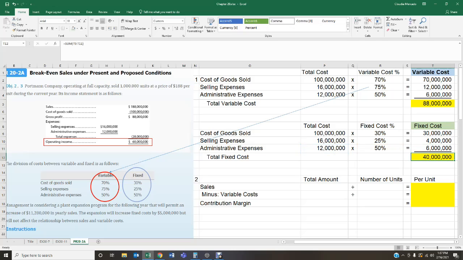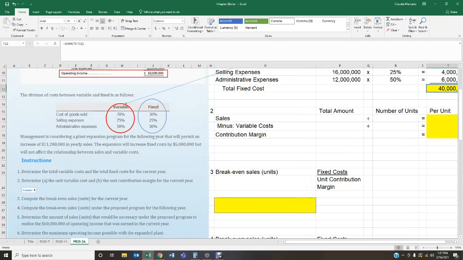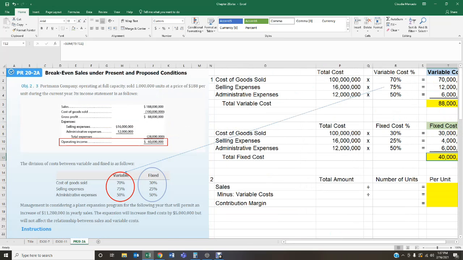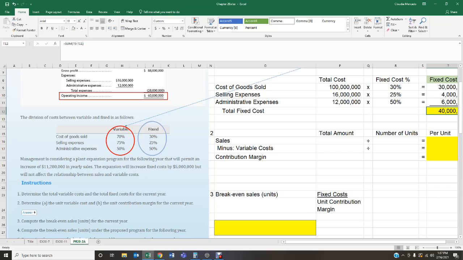Okay, so now we know that our variable cost is 88 million. Our fixed cost is 40 million. Okay, that is requirement 1. Determine the variable cost and the total fixed cost for the current year. My total variable cost is 88 million. My total fixed cost is 40 million. Okay. Now, requirement 2. Determine the unit variable cost and B, the unit contribution margin for the current year.